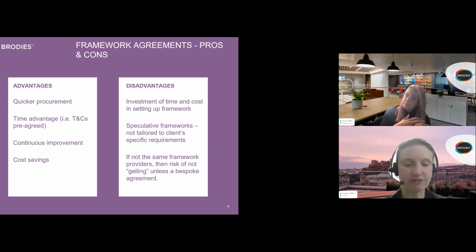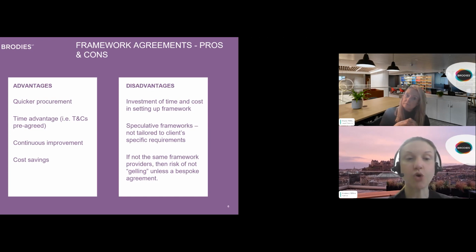And the SPPN defined a speculative framework as one where the framework agreement had been awarded without prior consultation with authorities who were going to be using it, and it may have been established without any real understanding of the authority's actual requirements.